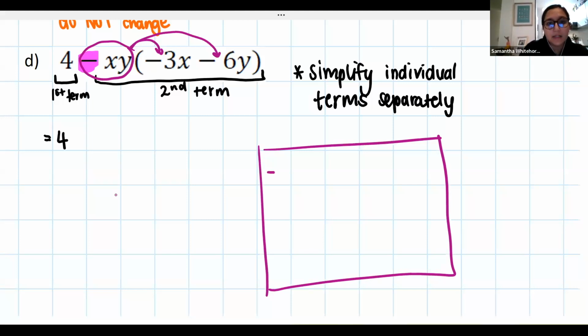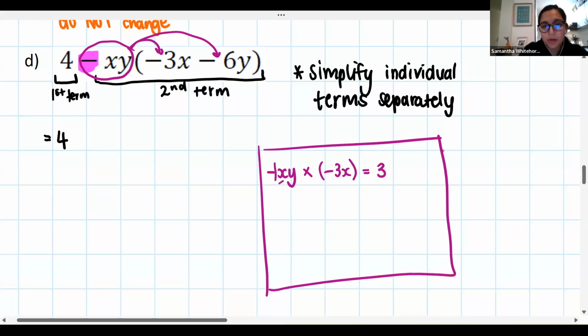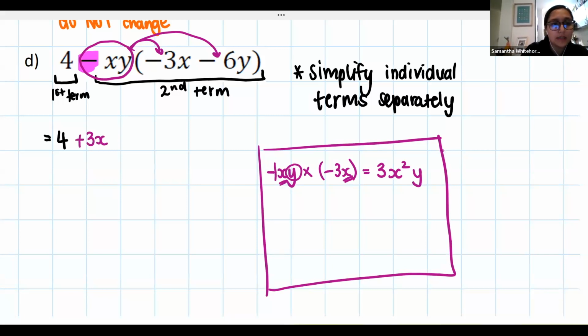I've got negative xy. Remember, of course, there is that invisible 1 there. We just don't have to write it down. Multiplied by negative 3x. So again, do it step by step. A negative times a negative is a positive. 1 times 3 is 3. And remember your variables. X times x is x squared. Y is all by itself, so it's just 3x squared y. So we've got plus 3x squared y as my first product.